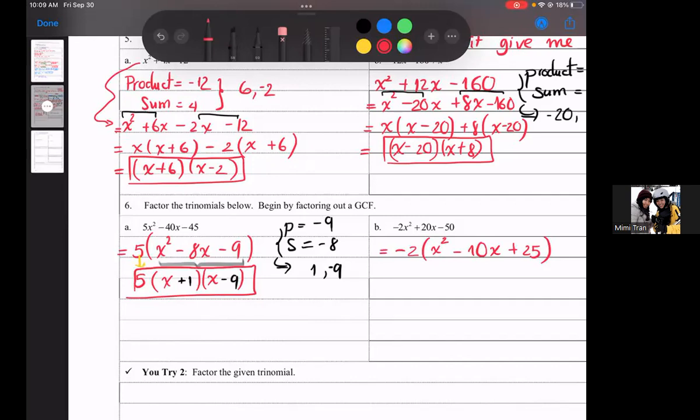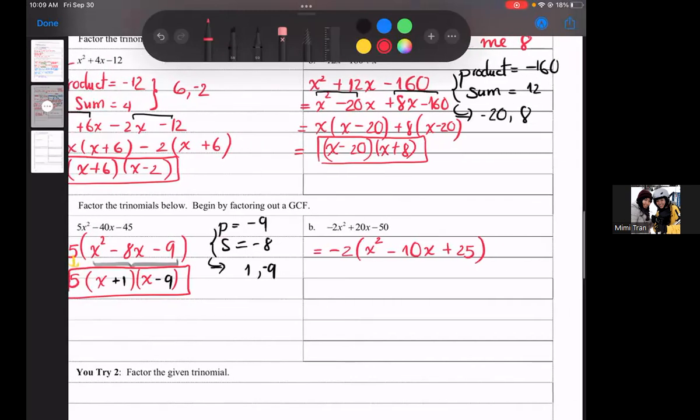And then what's the next step? The negative 2, ignore it for now. That's the last step. You bring it down. Product is 25, sum is negative 10. Give me the two numbers. It's product first, so think of two numbers that multiply to 25. Well, not 1 and 25. Yeah, negative 5 and negative 5. Very good. Then you're done, right? Negative 5 there, x and x, and then bring down the negative 2.